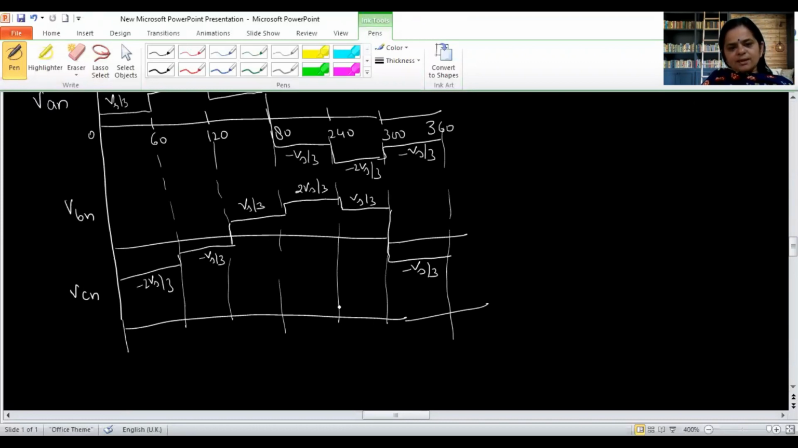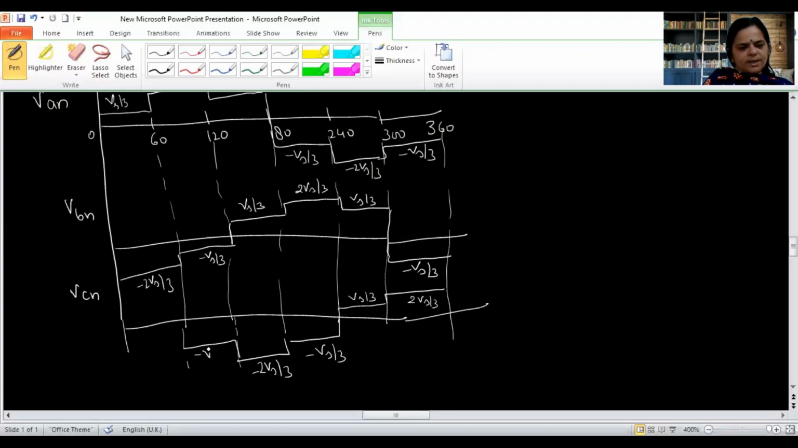Now at last we will plot VCN. So VCN, here it will be Vs by 3 and here it will be 2 Vs by 3. This is minus Vs by 3. Here it is minus 2 Vs by 3. This is minus Vs by 3 and this is Vs by 3. So this waveform is for VCN and its value will be this.